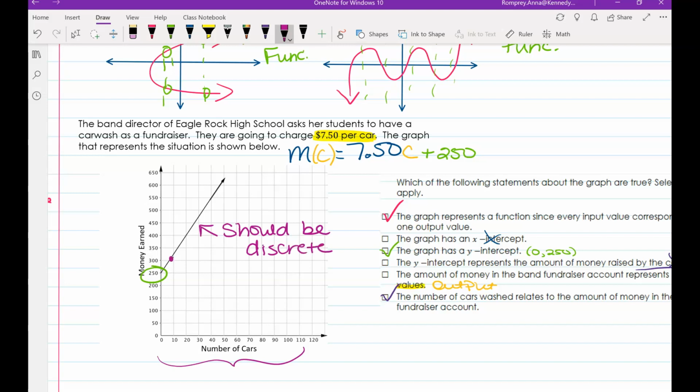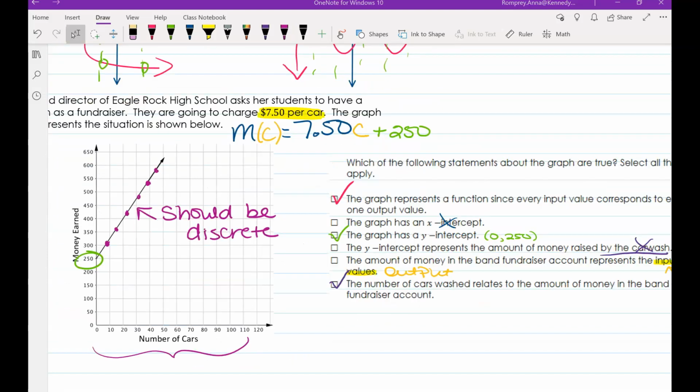So these should be like individual points, not that solid line, because this is not continuous. We cannot find the itty-bitty in-betweens when it comes to number of cars. So sometimes we are given a real-world application where we have a graph that we're asked questions about, and we kind of need to dissect it, break it apart, make sure, see what makes sense and what doesn't.